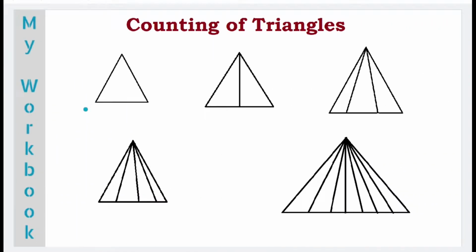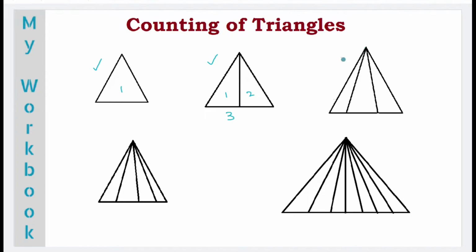Let's begin with the most basic image, the one on the left side. There's just one triangle in this image. Now, here in this second image, a vertical line has been dropped from the peak to the base. How many triangles do you think are there in this image? There are two smaller triangles, 1 and 2, and together they combine and form the bigger triangle. So totally there are 3 triangles in this image.